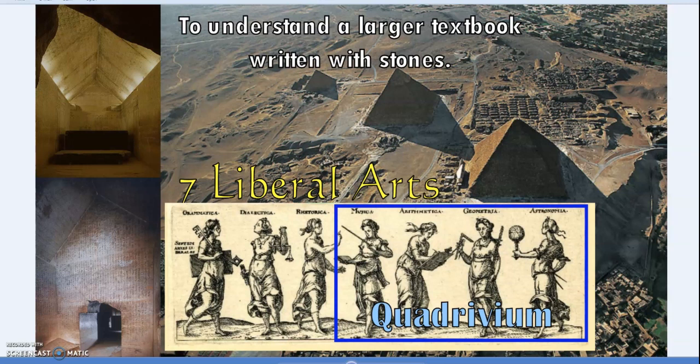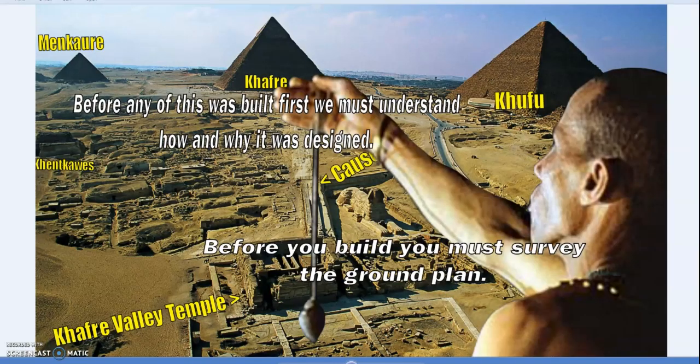So we also get an understanding of the very sophisticated Roman technology, where it came from, and we can transfer that back to Egypt. But the 7 liberal arts, especially the quadrivium, music, arithmetic, geometry and astronomy, these are things you can measure. These are things that are tangible, and this goes a long way to explaining what's going to happen here. So before any of this was built, first we must understand how and why it was designed. And before you build anything, you must survey the ground plan first.